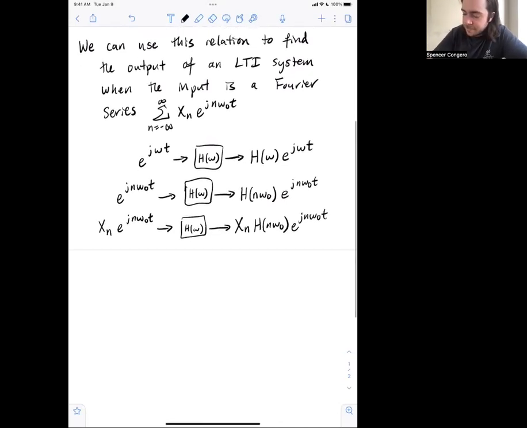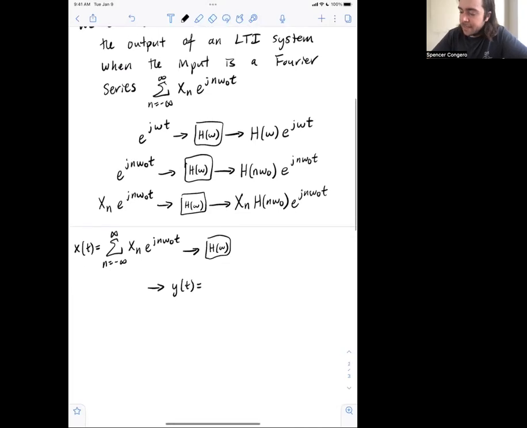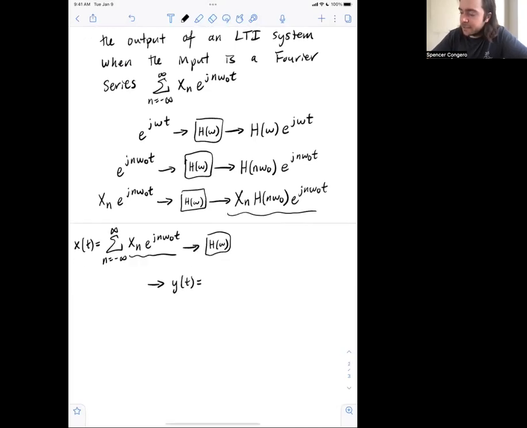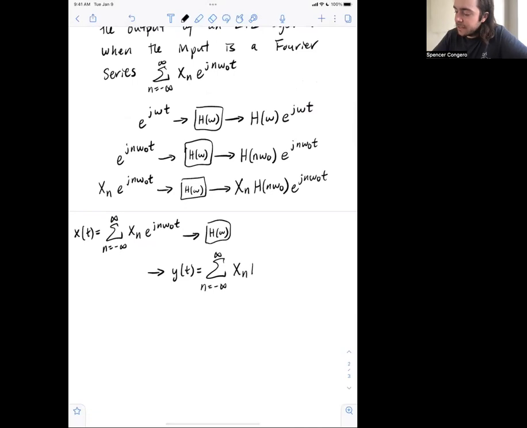Now, finally, what happens if I put in my, I'll call it x of t, my whole Fourier series here? The big sum of all of these terms of the form x of n e to the j n omega naught t. What happens when I put that into the LTI system? What do I get out? Well, I'll call the output y of t. And again, if every one of these terms, I know what the output looks like. And when I sum them all up, I can use linearity again and say, oh, I'm just going to get a big sum now of the outputs of each of those individual terms that I already figured out. The big sum of x of n, h of n omega naught, e to the j n omega naught t.